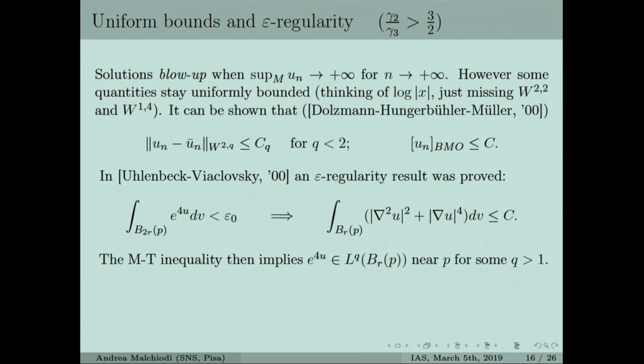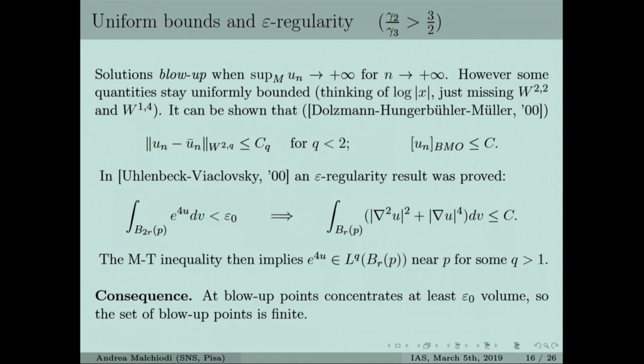Yes, the uniqueness equation. But for your sequence, that's actually the same, because the equation is very similar, so it applies anyway. So it means that if blow-up occurs, then there is a lower threshold for the concentration of conformal volume. If you have blow-up, then you should concentrate at least epsilon 0 in conformal volume.